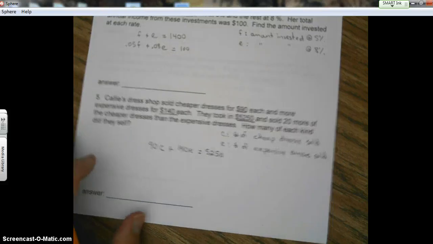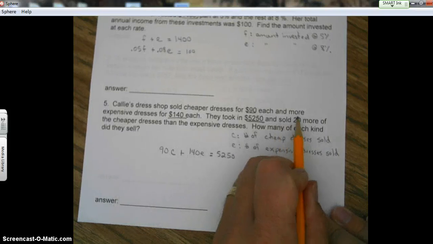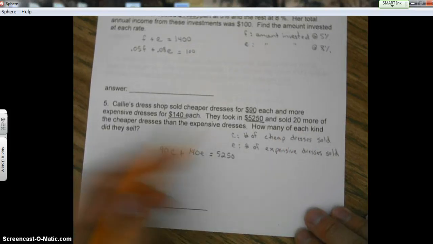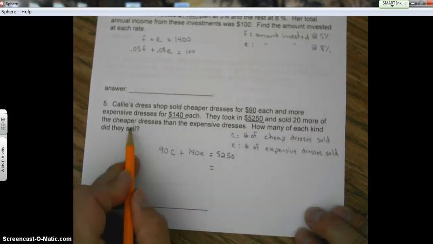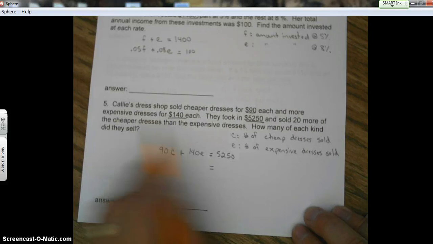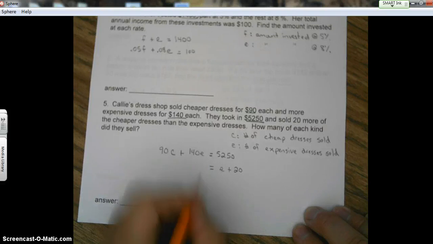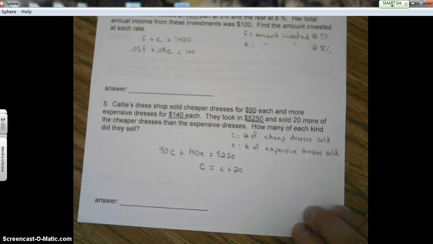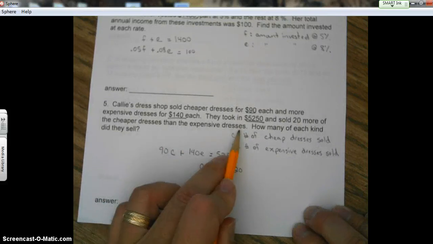Okay, next. Now, this one's probably the most challenging equation here. It says they sold 20 more of the cheaper dresses than the expensive dresses. So we want to set up an equation, so we want them to be equal. So since we sold 20 more of the cheaper dresses, we're going to have to add 20 to the expensive dresses in order to make them equal.